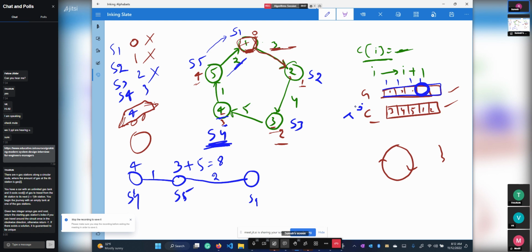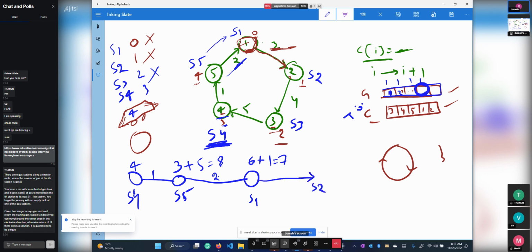By the time you reach station 1, how many liters are available? 6, which is 8 minus 2, because you have 8 in your car and 2 liters are gone. Plus, you can take all the liters available in station 1. That's 1, because that's what we have in the gas array. So your car is now 7 liters.